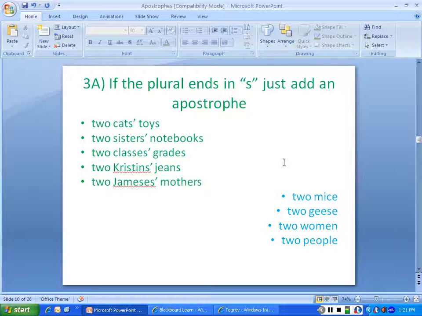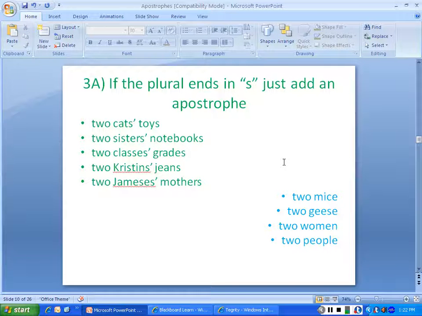The classes' grades are grades that belong to two different classes. Kristens' jeans indicates that there are jeans that belong to two different people named Kristen. Two Jameses' mothers indicates that these are two different Jameses and that the mothers belong to them.